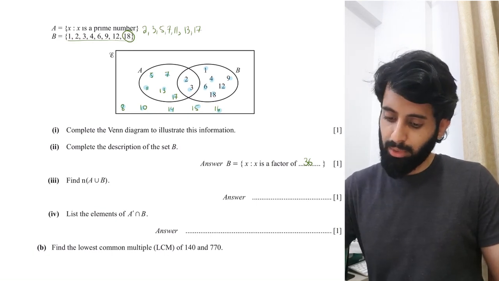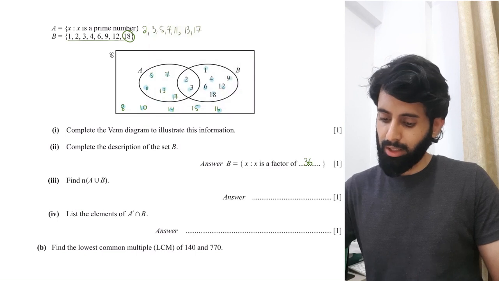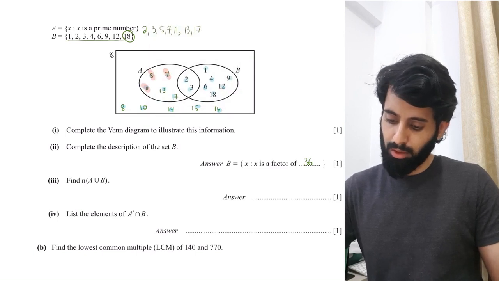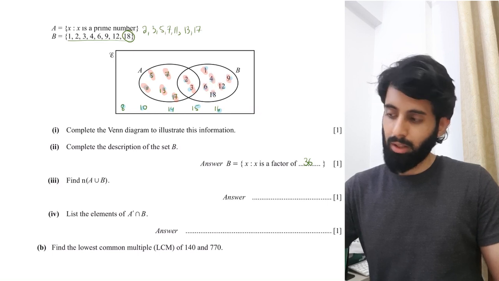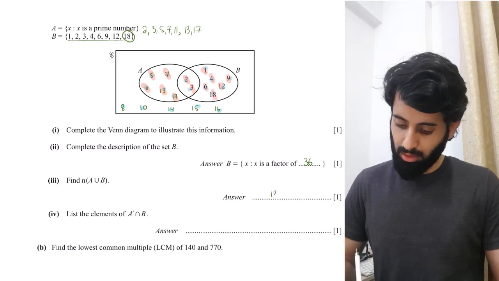Then it says find the number of elements in A union B. So let's highlight them as we go along. 1, 2, 3, 4, 5, 6, 7, 8, 9, 10, 11, 12, 13. And that's the correct answer, 13.